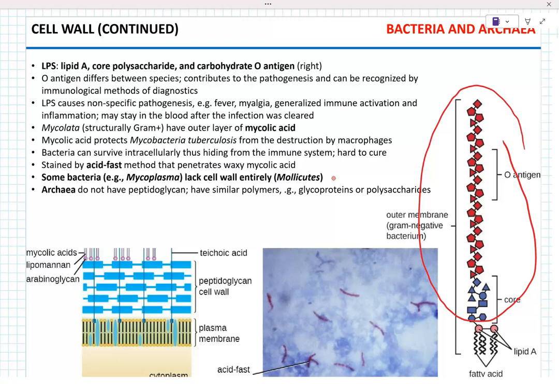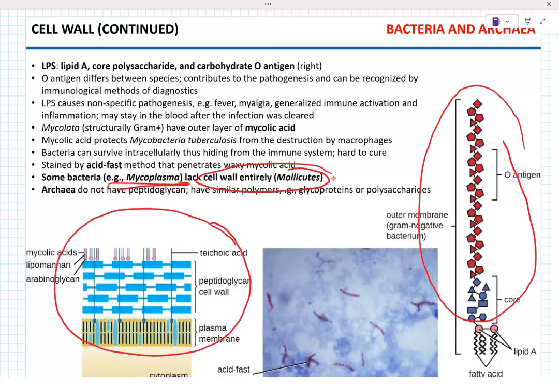Not all bacteria have cell walls. A group of microorganisms, such as mycoplasma, lack the cell wall entirely. And not all bacteria have either gram-positive or gram-negative cell walls.